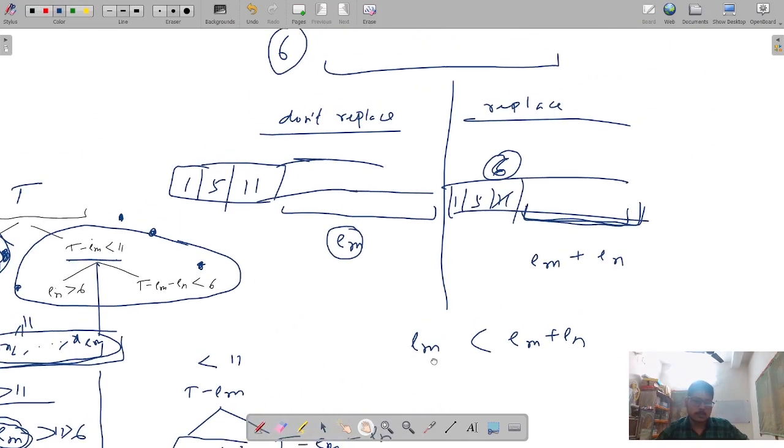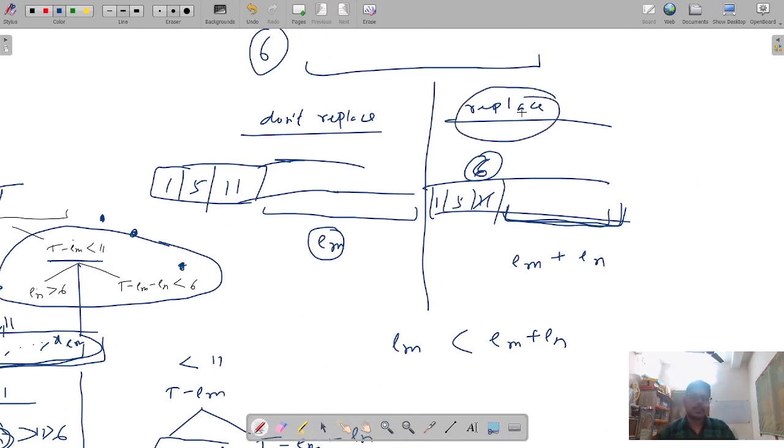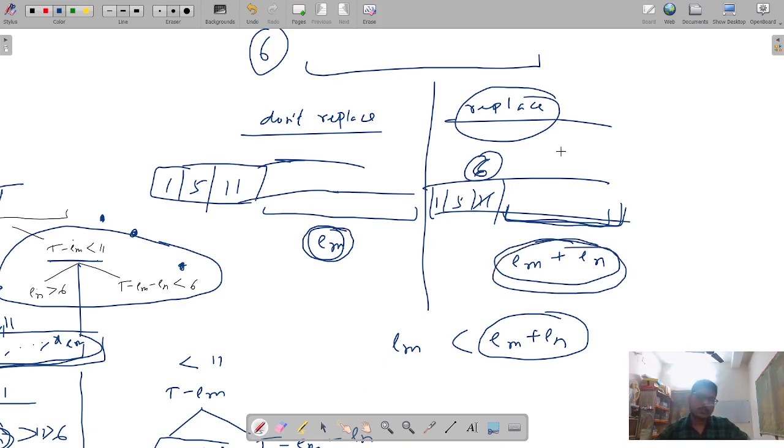So what I am saying is that if I replace, I will definitely get an extra number of elements here, that is m plus n. And here I will get only m elements, but if I replace, I will get m plus n elements. That's why we are replacing, okay? Because for each replacing case, if I don't replace, I will get fewer elements. And for each replacing case, if I replace, I will get these extra n elements, right? That is what I am saying.